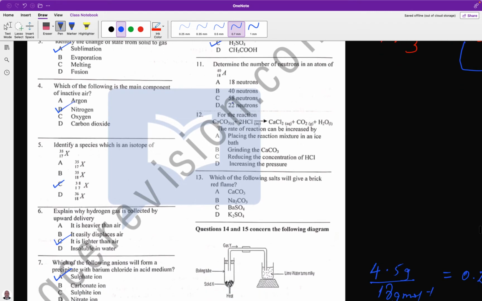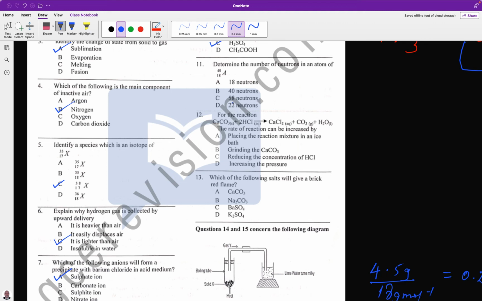Question number 11. Determine the number of neutrons in an atom of A. A has a mass number of 40 and a proton number, or what we call atomic number, of 18. What should be the number of neutrons? I told you that the difference in the mass number of an isotope is the neutron. So the mass number is a combination of the proton number and the number of neutrons.